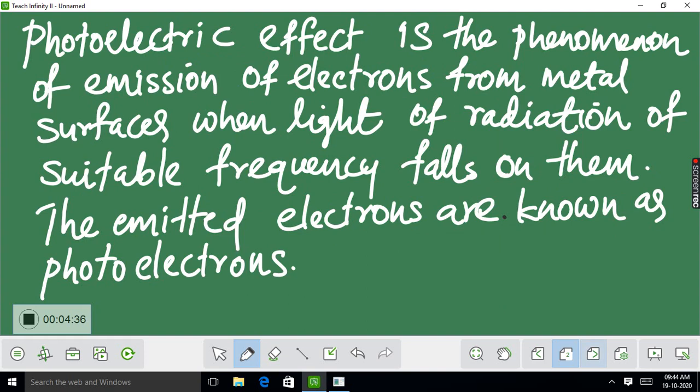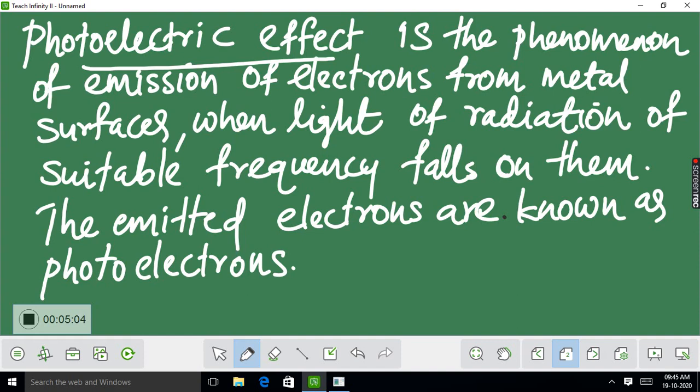Photoelectric effect is the phenomenon of emission of electrons from metal surfaces when light or radiation of suitable frequency falls on them. The emitted electrons are known as photoelectrons, and the current so produced is called photoelectric current.